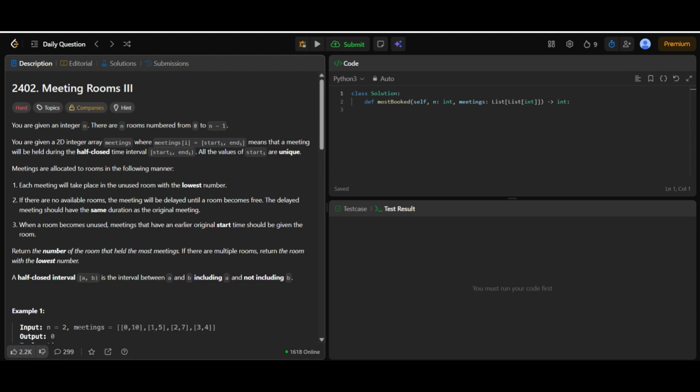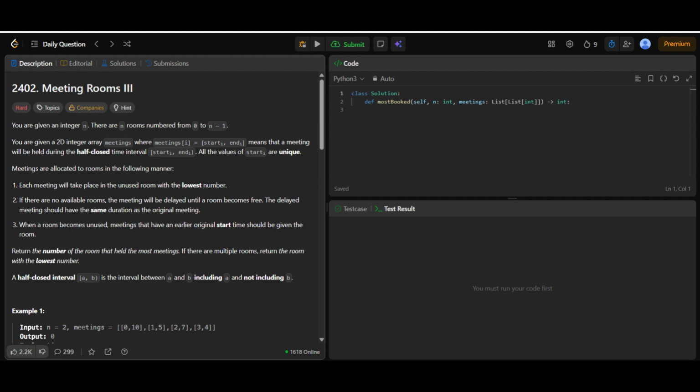Each meeting happens during the half-closed interval from start I to end I, meaning the meeting includes the start time but does not include the end time. All start times are unique. Now, meetings are assigned to rooms using specific rules. First rule: each meeting should be assigned to an unused room with the lowest room number.